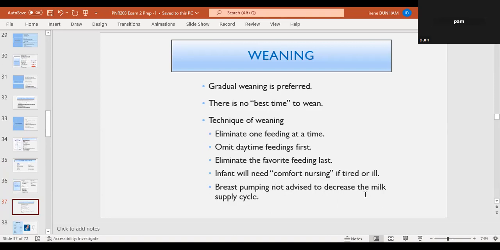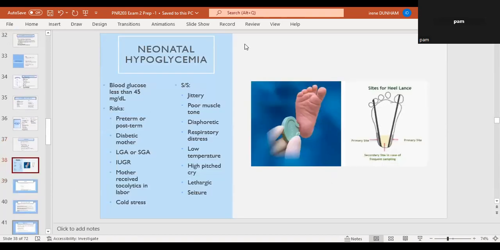Because when you pump, you're stimulating the breast to do what? To make more. Okay. So let's talk about neonatal hypoglycemia. Here we are, and here's the foot. Do you see where she's puncturing on this baby's foot? You don't puncture in the middle, because that's where all your nerves are. So you want to keep away from that. So on the side of the foot.